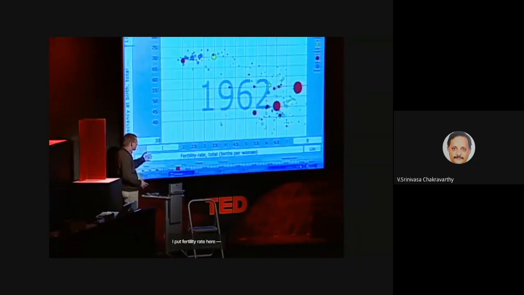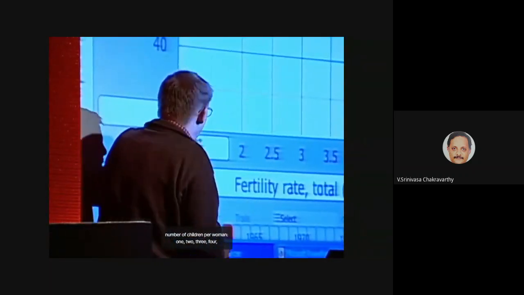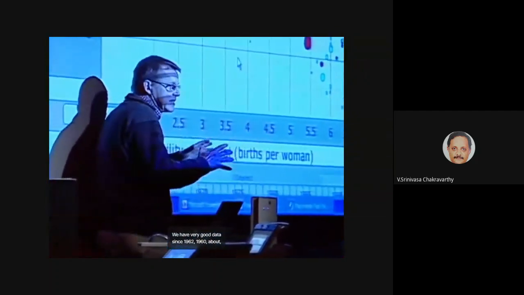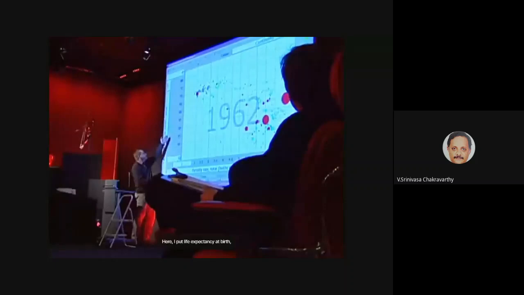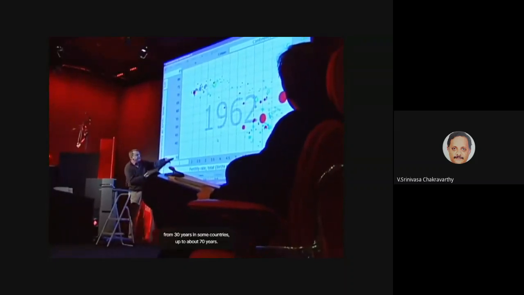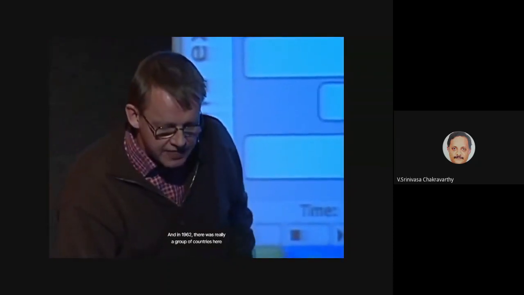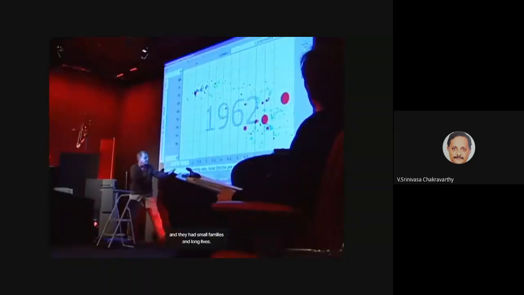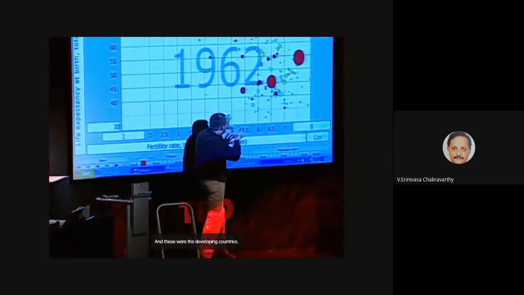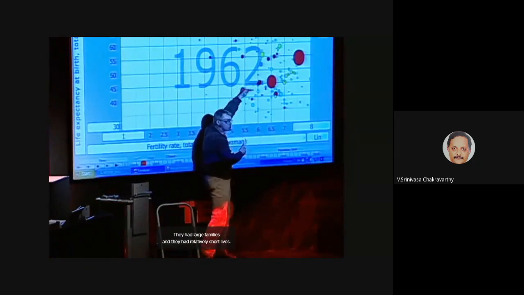I put fertility rate here, number of children per woman, 1, 2, 3, 4, up to about 8 children per woman. We have very good data since 1962, about 1960, on the size of families in all countries. The error margin is narrow. Here I put life expectancy at birth, from 30 years in some countries up to about 70 years. And in 1962, there was really a group of countries here that was industrialized countries, and they had small families and long lives. And these were the developing countries. They had large families and they had relatively short lives.